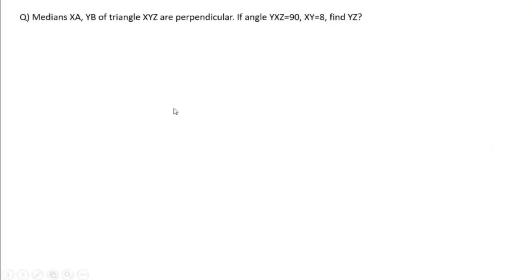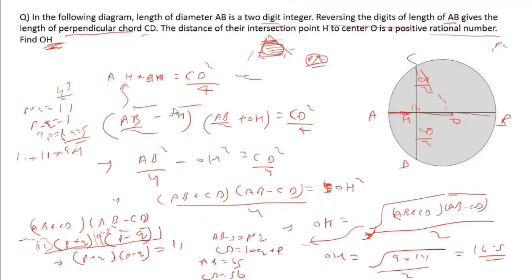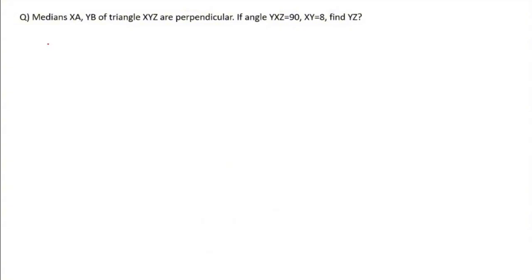So it says medians XA, YB of triangle XYZ are perpendicular. If angle XYZ is 90, so one angle of the triangle is 90, I can immediately recognize. And a side is given, just a sec. So a side is given, and another side is asked basically, right?